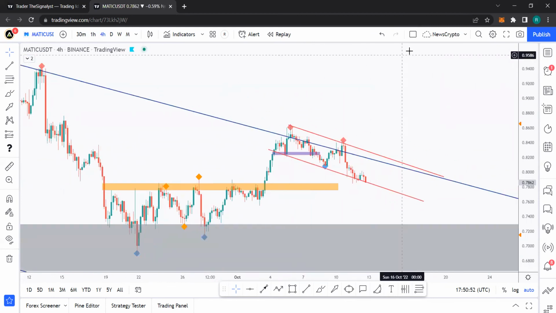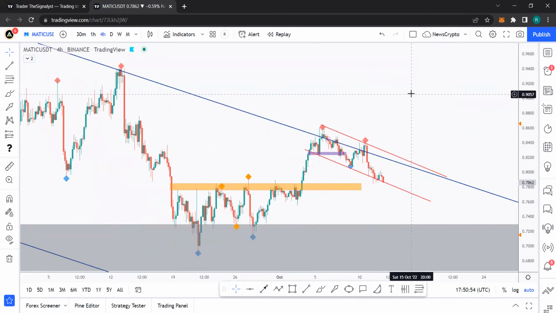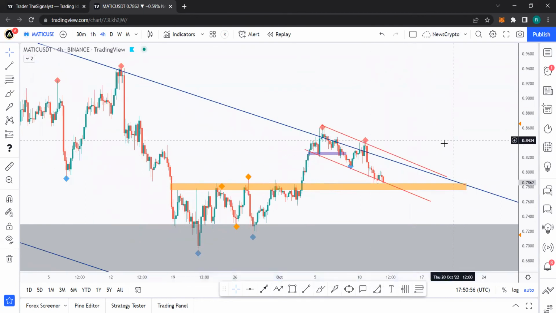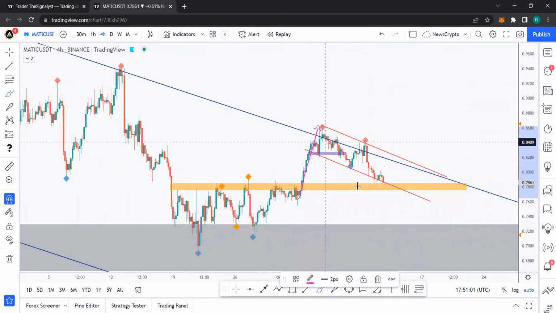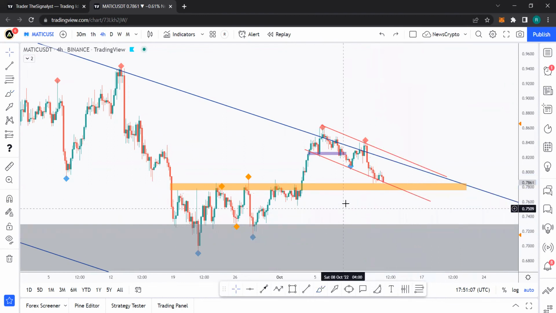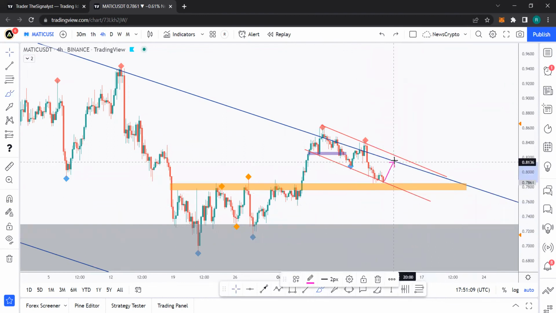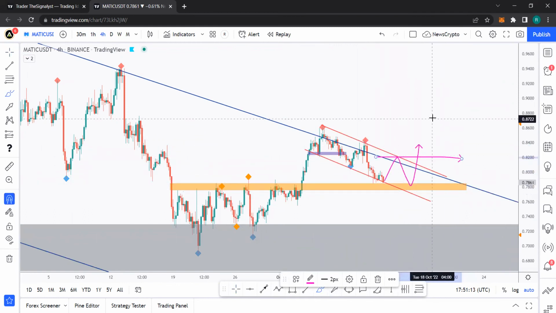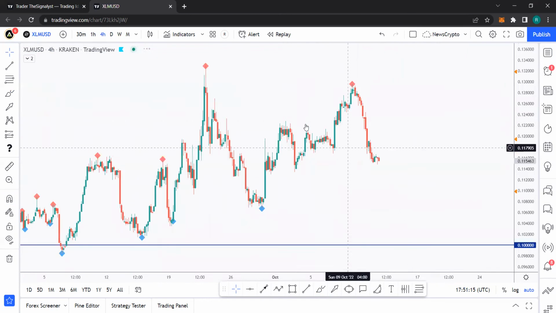On Matic, we are currently retesting this medium-term resistance and support, also a demand, as we had an aggressive movement upward from here. If we break it downward, it wouldn't be good. We'll be expecting further bearish movement. For the bulls to take over here, we need to see this movement, and then a break above this high. Okay, that's for Matic.